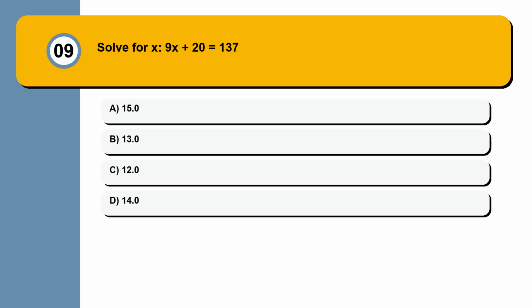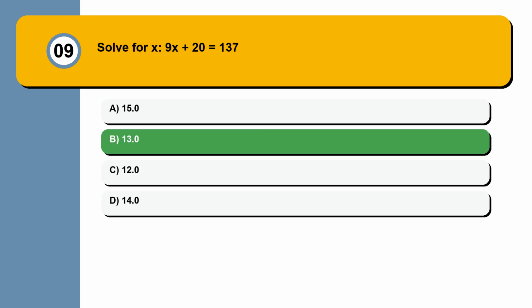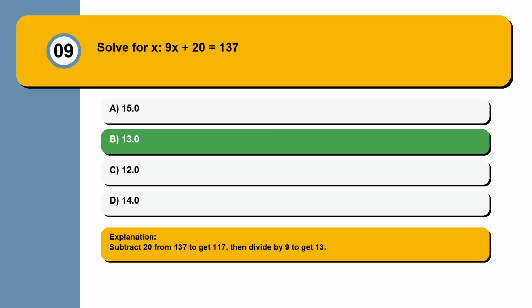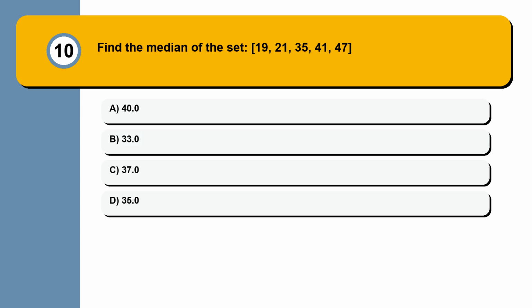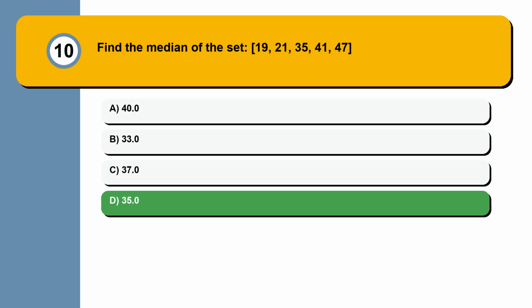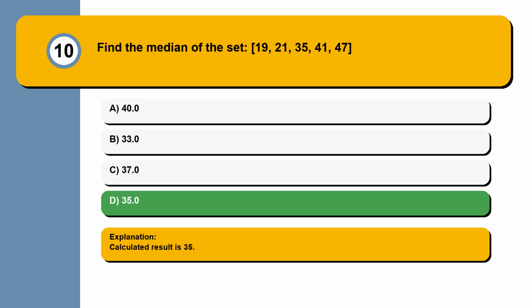Question 9. Solve for x. 9x plus 20 equals 137. Options: 15, 13, 12, 14. Subtract 20 from 137 to get 117, then divide by 9 to get 13. Question 10. Find the median of the set 19, 21, 35, 41, 47. Options: 40, 33, 37, 35. Calculated result is 35.